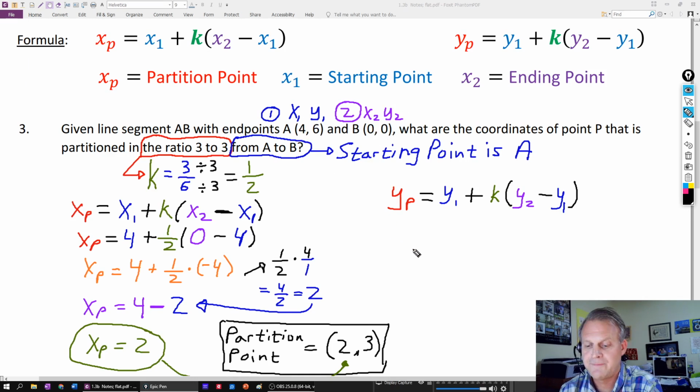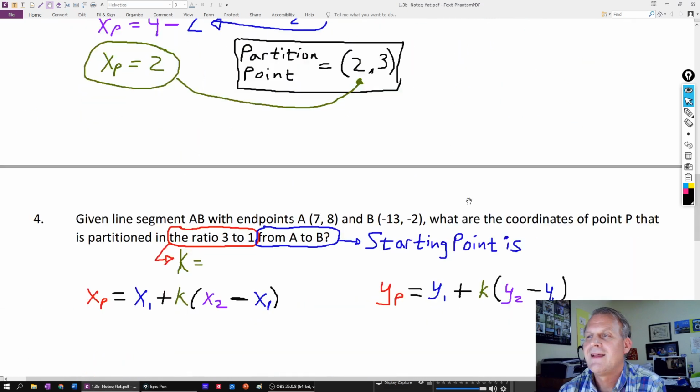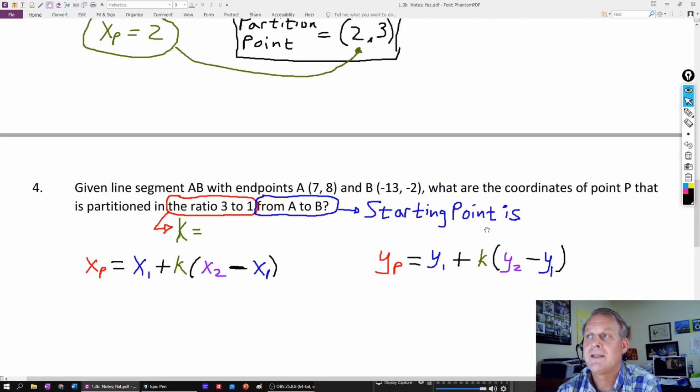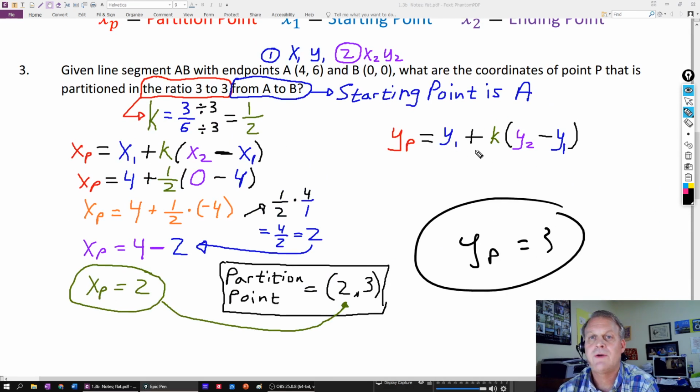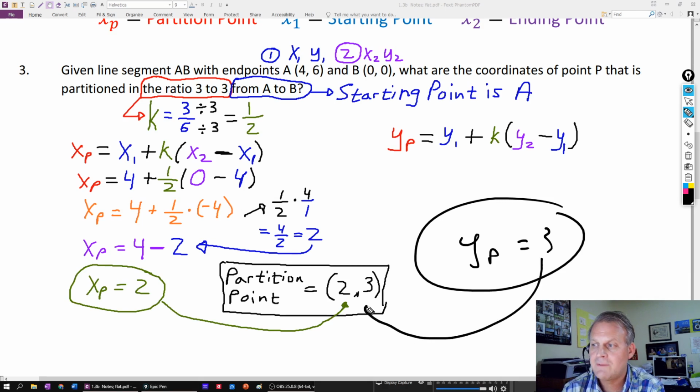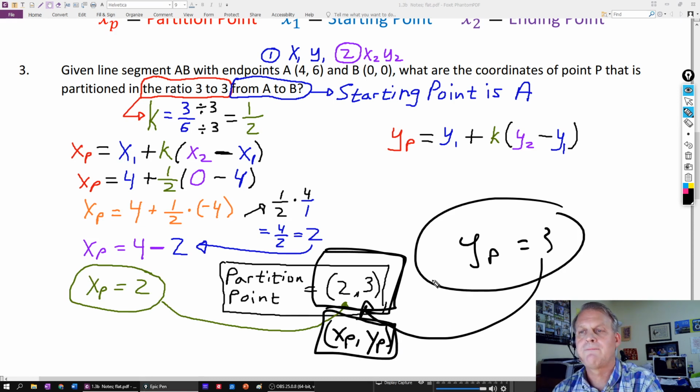Did you do it on your own? Okay, I'll trust that you did. Again, remember that you should get y sub p equals 3. That should be your answer for the right-hand side. You take that 3 and combine it with the x-coordinate for the partition point, and this is your answer. So 2 comma 3, that's your xp comma yp, is your answer.